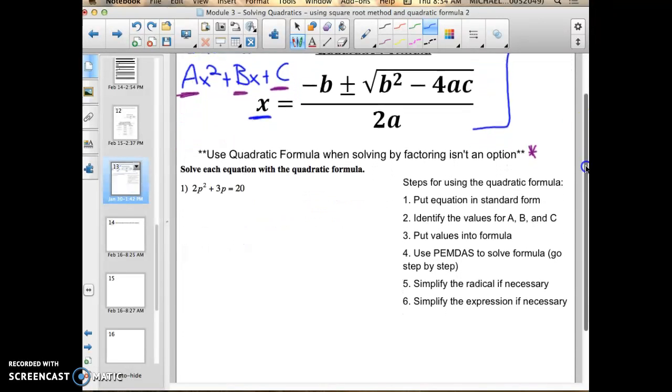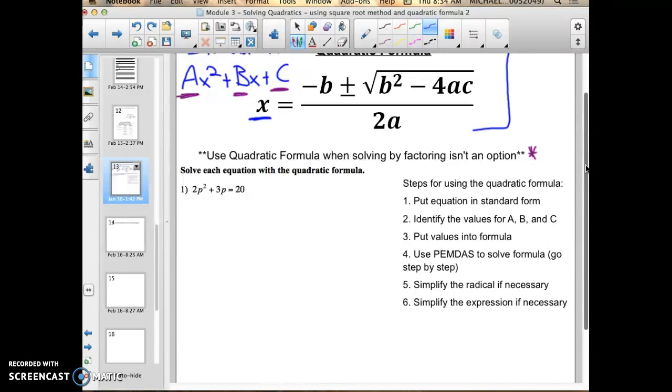I would always check, before you use this, if you can factor it using MACAB or finding the greatest common factor, or if you can solve by taking the square root, just because those are a little bit quicker and easier to work with. But again, when in doubt, the quadratic formula. I'm going to model with number 1, this example, exactly how I want you to use the quadratic formula to solve for the solutions of a quadratic function.